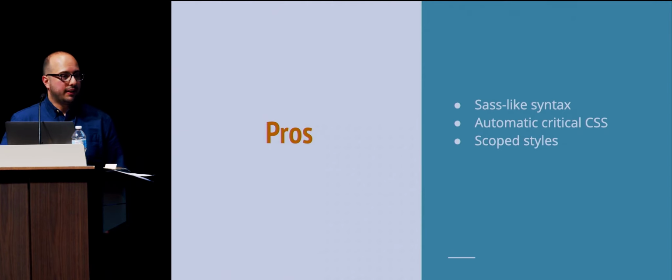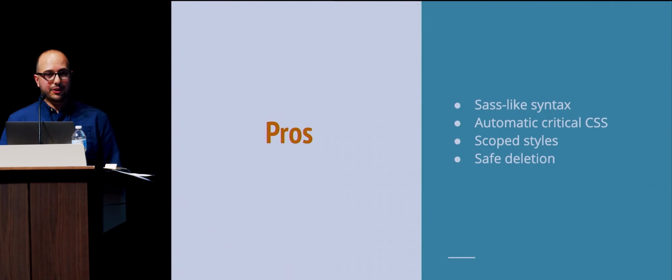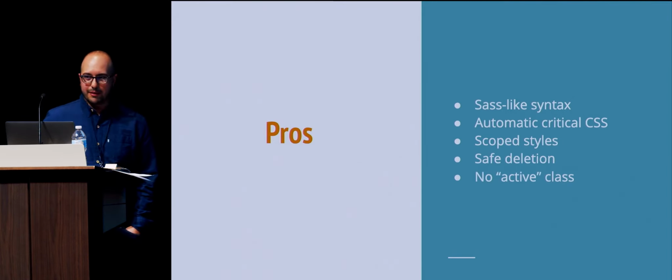You don't have any risk of, if I have a title class or something like that, and I use that somewhere else, you're not going to risk that you override some class. And also, since they're components, if you use them, you use styles. If you delete them from your library, you can safely delete them. You don't have to worry that maybe somewhere else in your app you're using some CSS and you shouldn't delete it.